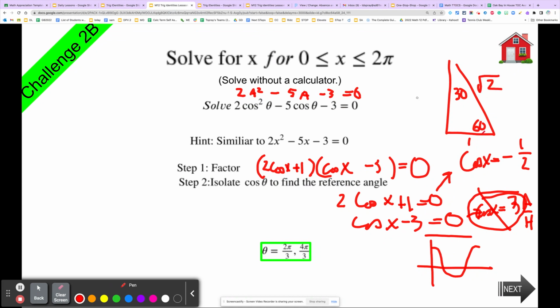Okay, so here's our special triangle, and we know that the adjacent side is 1, therefore 60 is the reference angle. We know that cosine is negative, which means that it must be in quadrant 2 and quadrant 3, and the reference angle is 60, so that's why we know that the angles are going to be 120 and 240, or 2 pi over 3 and 4 pi over 3.